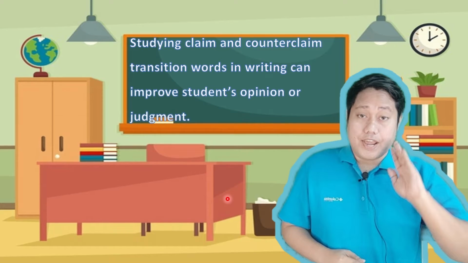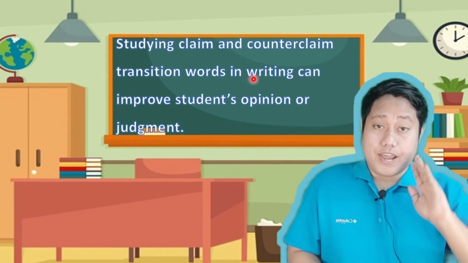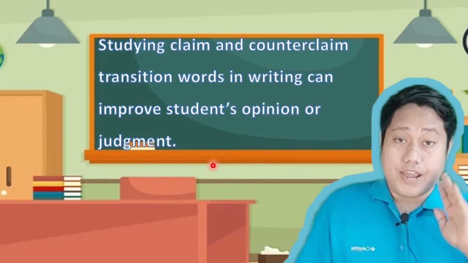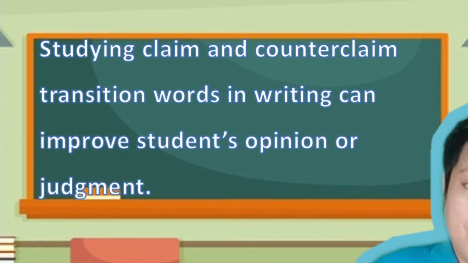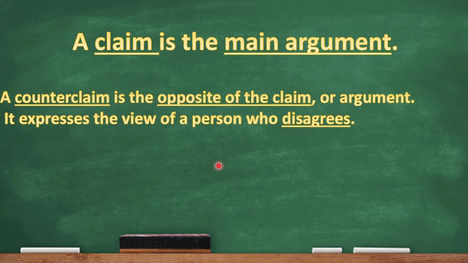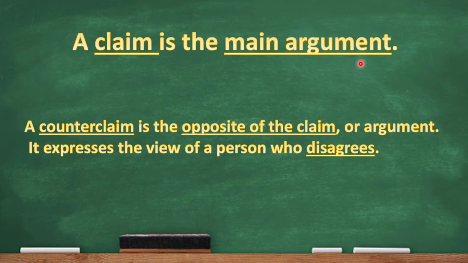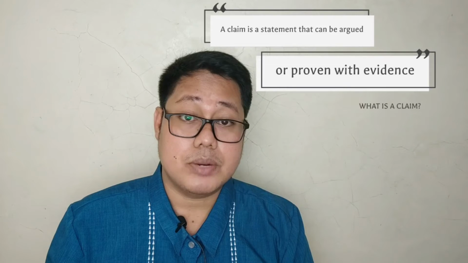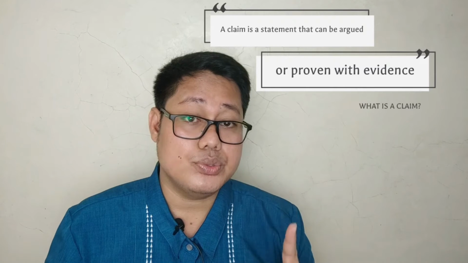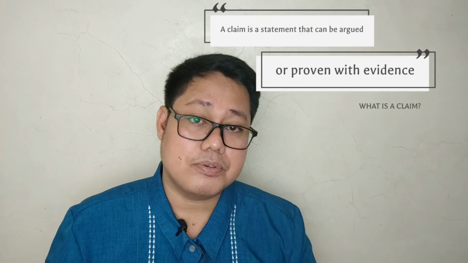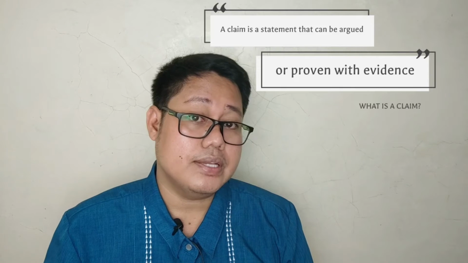Let's proceed. Remember, studying claim and counterclaim transition words in writing can improve students' opinion or judgment. This is very important topic, so I hope that you'll focus and I hope that you'll be participative today. Let's go. Again, a claim is the main argument, while a counterclaim is the opposite of the claim or argument. A counterclaim expresses the view of a person who disagrees. A claim is a statement that can be argued or proven with evidence. Remember that when you want to make a stronger claim, make sure that it is provided with evidence. If it is not provided with evidence, therefore, it can be classified as opinion.